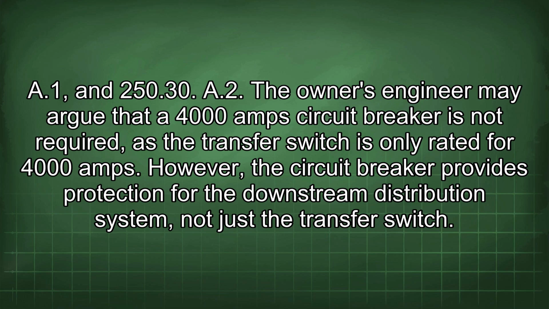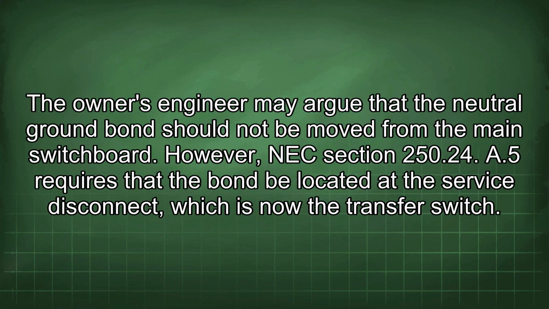The owner's engineer may argue that a 4000 amp circuit breaker is not required as the transfer switch is only rated for 4000 amps. However, the circuit breaker provides protection for the downstream distribution system, not just the transfer switch. The owner's engineer may argue that the neutral ground bond should not be moved from the main switchboard. However, NEC section 250.24(A)(5) requires that the bond be located at the service disconnect, which is now the transfer switch.